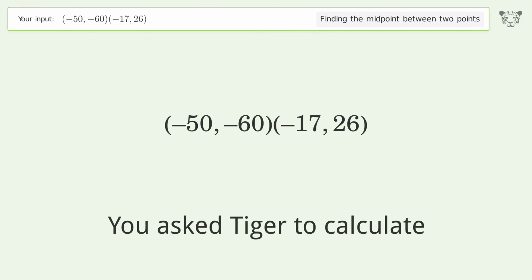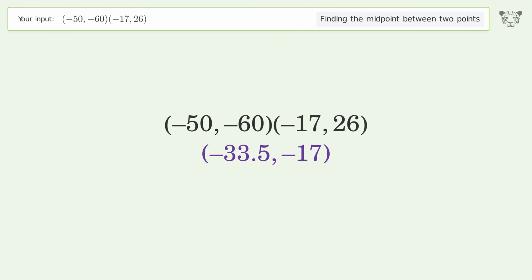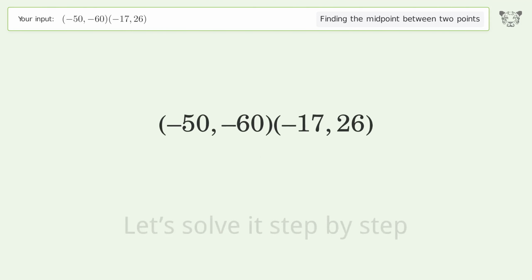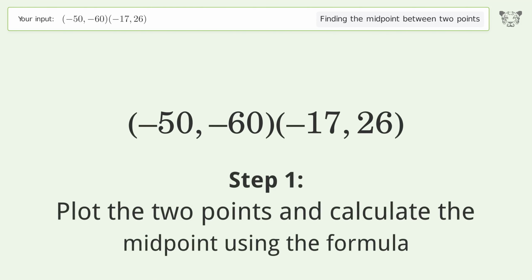You ask Tiger to calculate. This deals with finding the midpoint between 2 points. The midpoint between the 2 points is negative 33.5, negative 17. Let's solve it step by step. Plot the 2 points and calculate the midpoint using the formula.